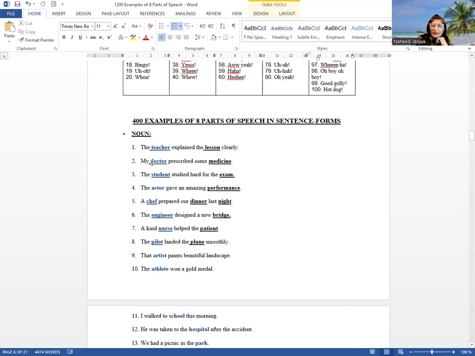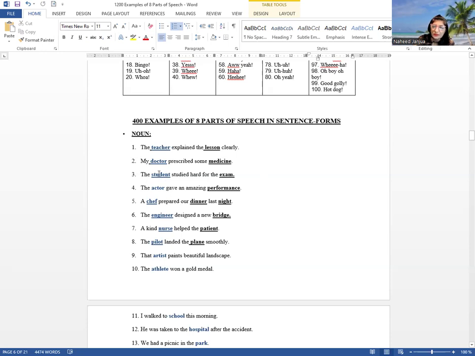Let's analyze and discuss a few of them. For nouns, the sentences are like, number one: the teacher explained the lesson clearly. Here in this sentence, you see that the words teacher and lesson are highlighted. These are the nouns used in this sentence. The other sentence is: my doctor prescribed some medicines. Here you see that the words doctor and medicines are the two nouns used in this sentence.